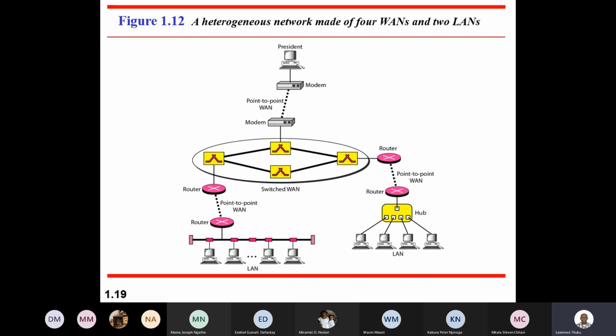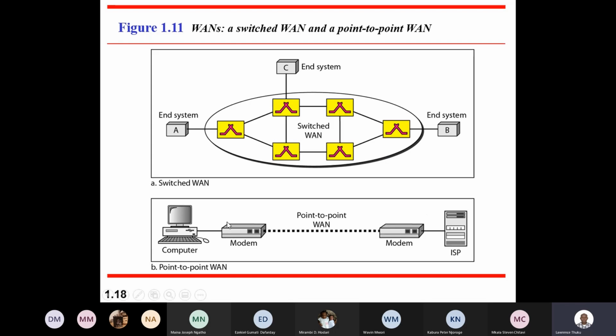Now here is more of what we call a heterogeneous network, which is made of four WANs and, of course, two local area networks. You can see at the bottom here we have a local area network. When we talk about the end system here, we are mainly focusing on the different local area networks that are being combined. There'll be several of them. You could have 20 here, 20 on the other side, 20 on the other side, extending the services of a wide area network to a wider region.